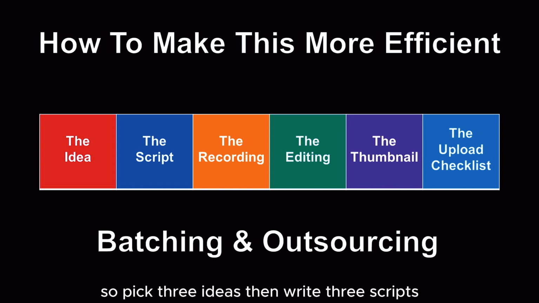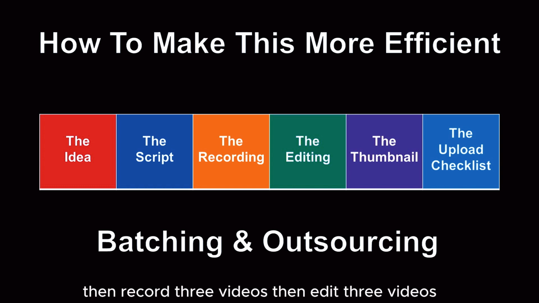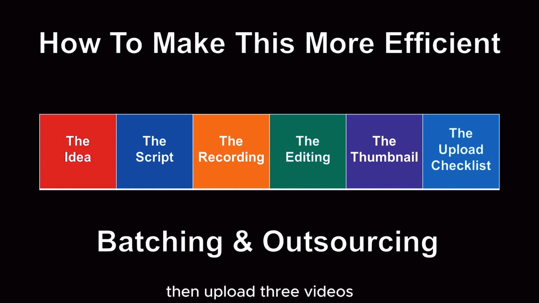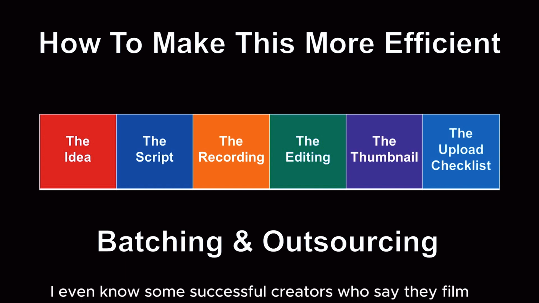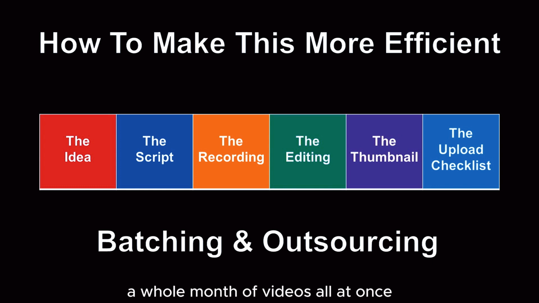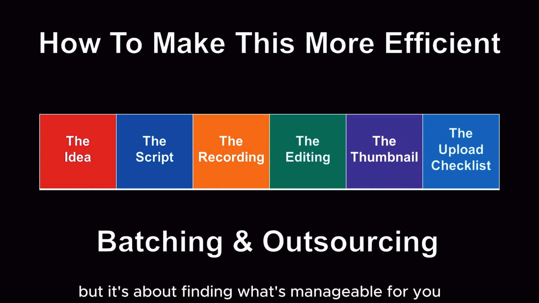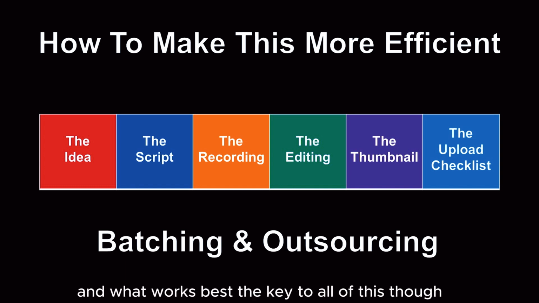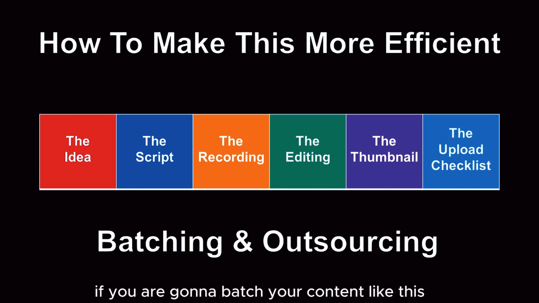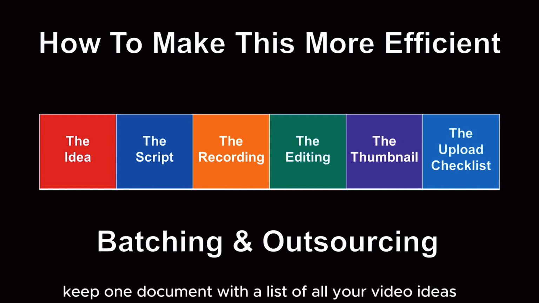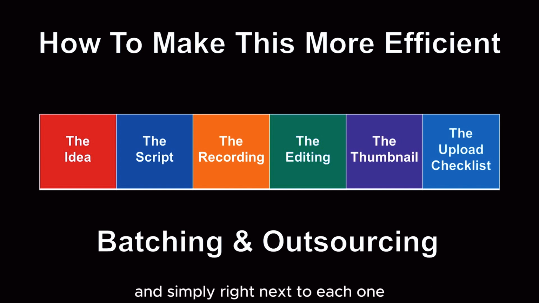So pick 3 ideas, then write 3 scripts, then record 3 videos, then edit 3 videos, then make 3 thumbnails, then upload 3 videos and do the upload checklist for each. I mean, I even know some successful creators who say they film a whole month of videos all at once, which I think is perhaps a little bit too much, but it's about finding what's manageable for you and what works best. The key to all of this, though, if you are going to batch your content like this, is keep one document with a list of all your video ideas and simply write next to each one which stage in the process that video is at, because that way you can very easily keep track of everything.